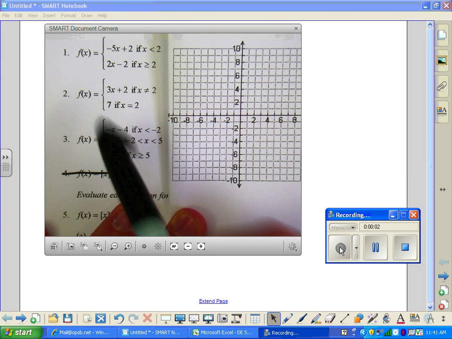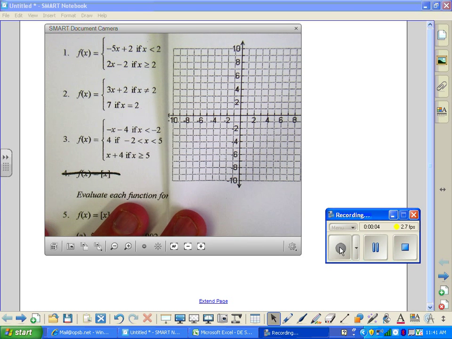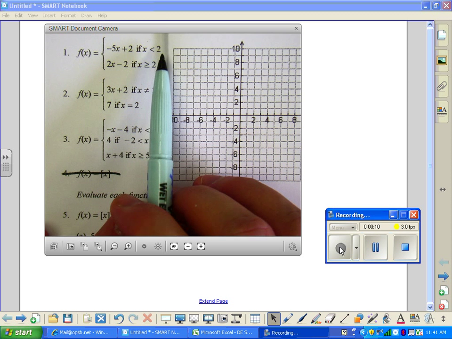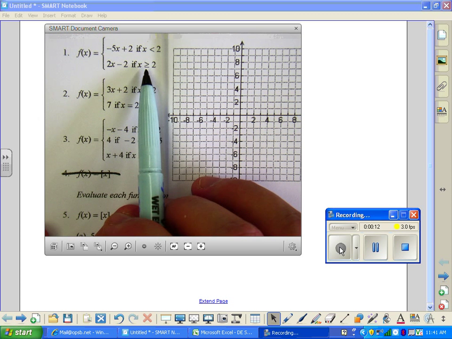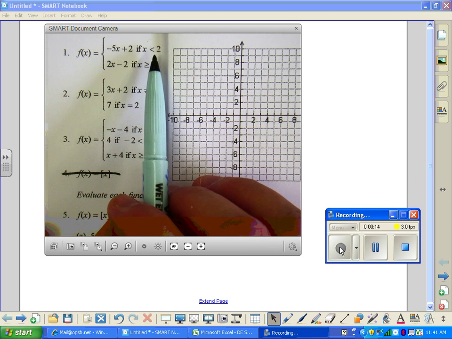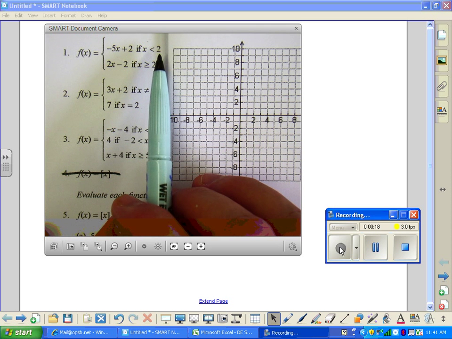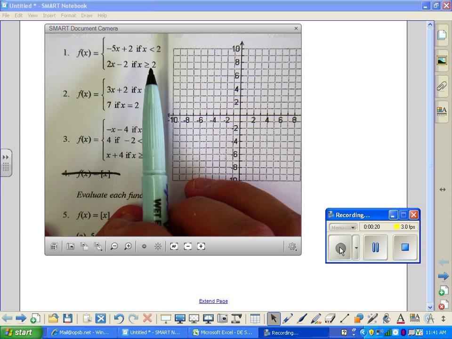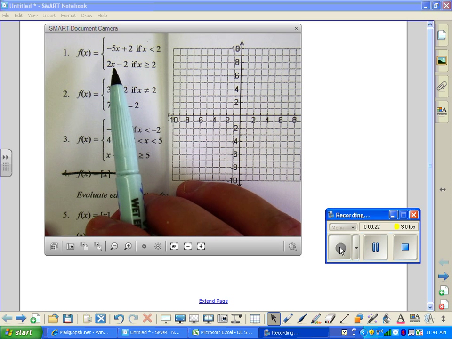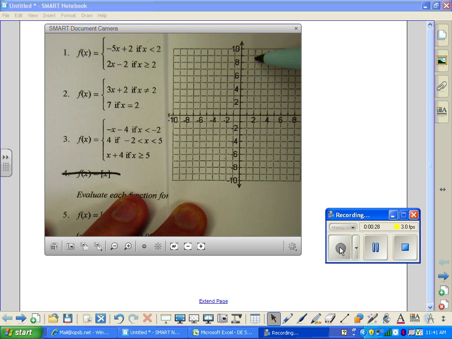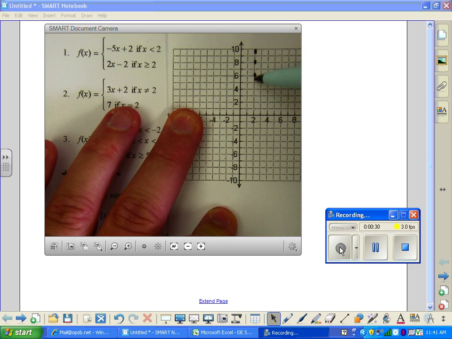Okay, we're going to do number 1 on this video. So we have a piecewise function. Let's notice there are only 2 of them on this one, and the boundary here is 2. You've got this one is x less than 2, so that means it's going to be on the left side of where x is 2, and then x is greater than or equal to 2 means the second one here will be on the right side of 2. So let's draw that boundary first. So let's draw that at 2 here.